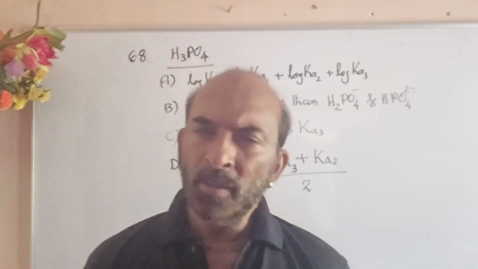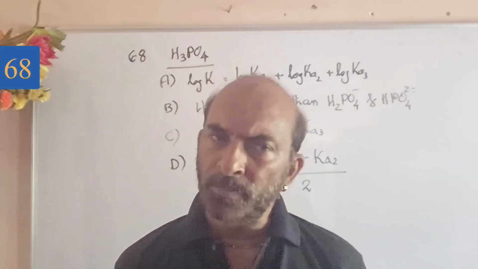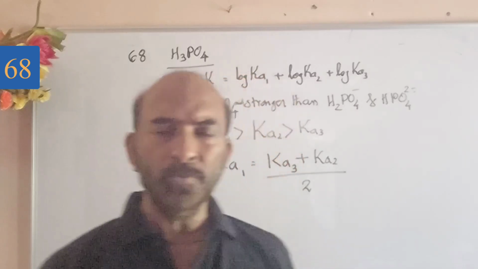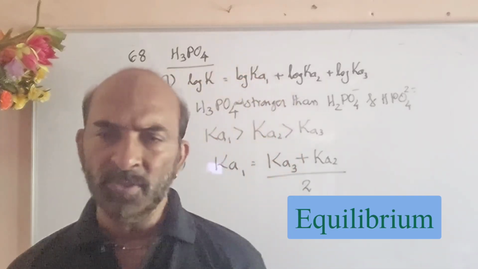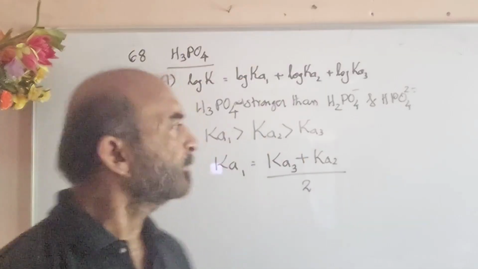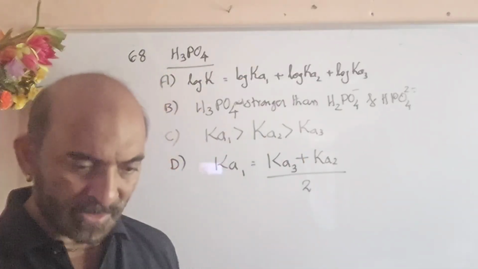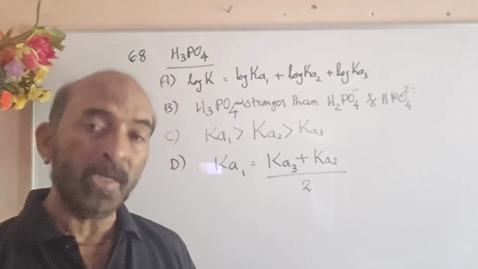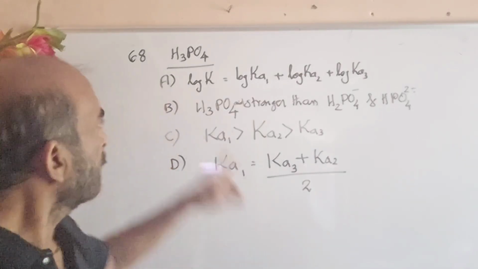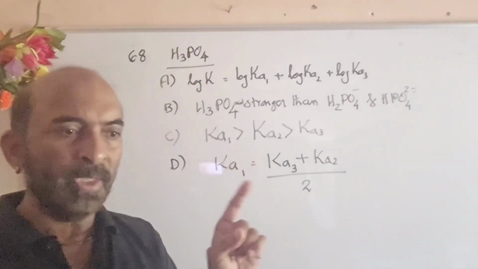It is regarding the acid strength of H3PO4. You can say it comes from either chemical equilibrium or from P block elements. It can be grouped in either of these. See, regarding phosphoric acid, they have given certain statements and you have to choose which of them are correct. Okay. The first is, see, H3PO4. They have also mentioned one more thing.